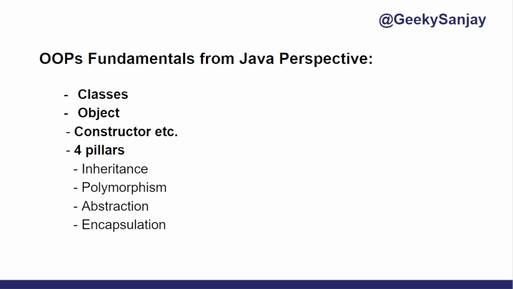As we can see, there are four pillars of Java. First is inheritance, then polymorphism, abstraction, and encapsulation. What is inheritance? Inheritance promotes reuse of code. Whenever we have a class and we want to inherit from a parent class in a child class, we take the properties and methods from the parent to the child class. It's called inheritance.